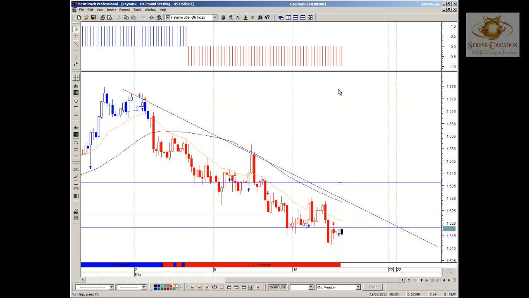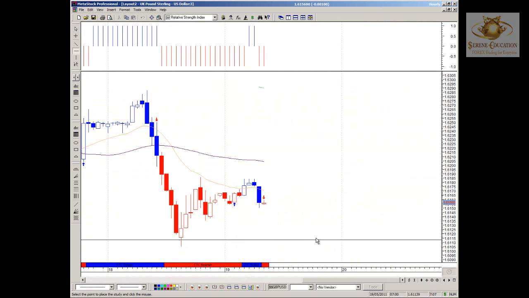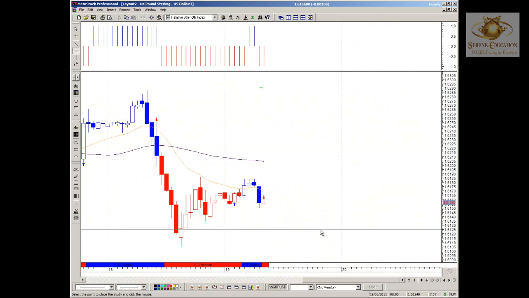So 1.6250, that is your resistance level for today. Price needs to still keep trading below that in order to give you an indication of further downside movement for this pair. Hourly, you could put that in, 1.6250.